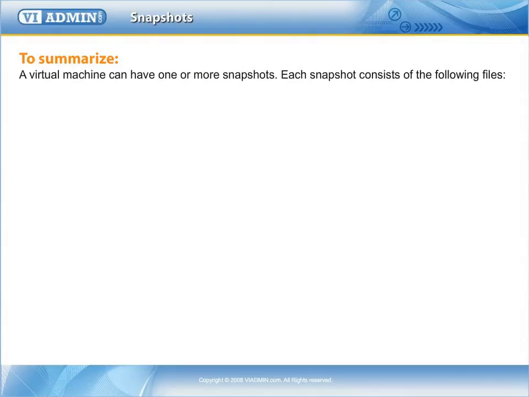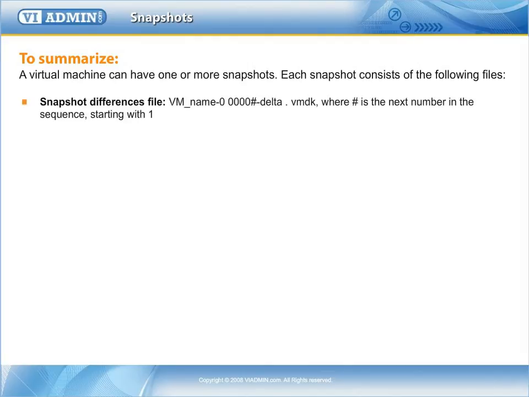To summarize, a virtual machine can have one or more snapshots. Each snapshot consists of the following files. Snapshot differences file: VM_name-000000#-delta.vmdk, where # is the next number in the sequence starting with 1.